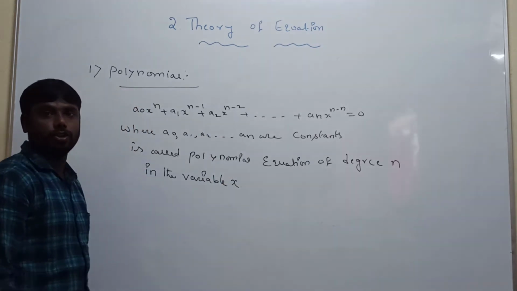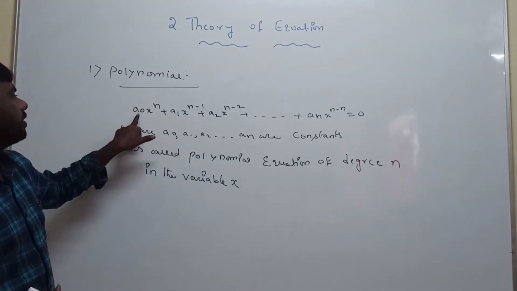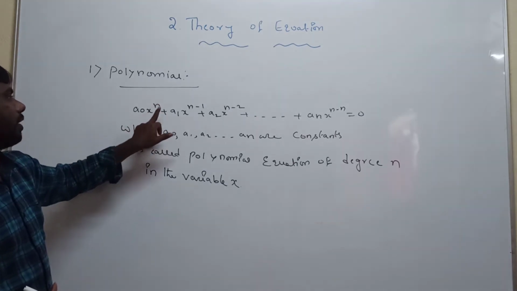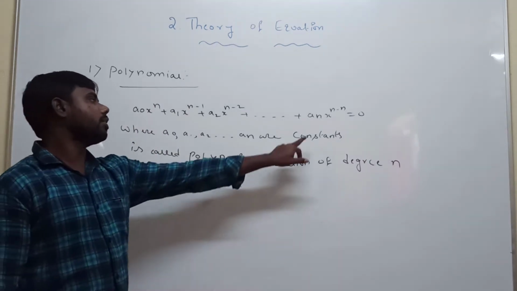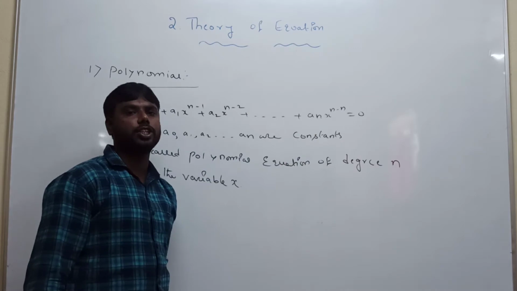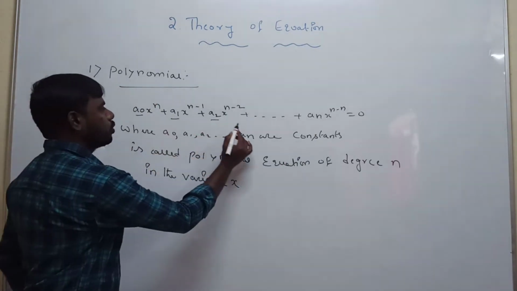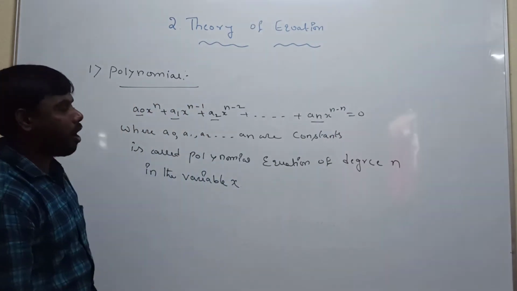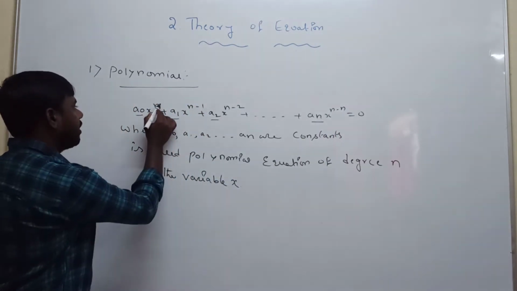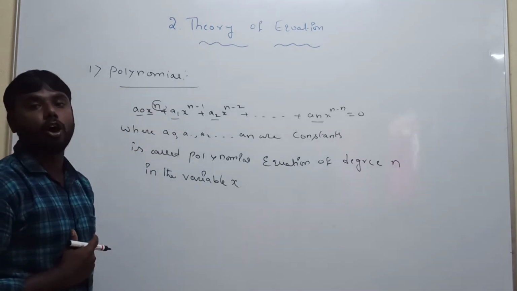So what is the definition of a polynomial? It is an expression of the form a0 x to the power of n plus a1 x to the power of n minus 1 plus so on, plus an, is equal to 0, where a0, a1, a2, so on, an are constants. It is called a polynomial equation of degree n in the variable x.